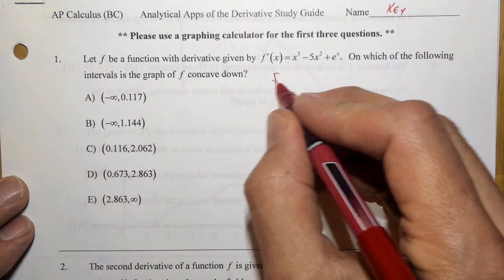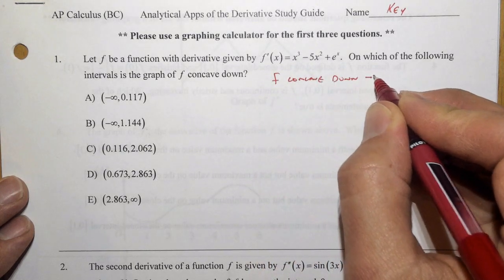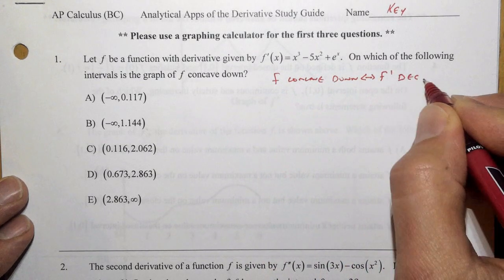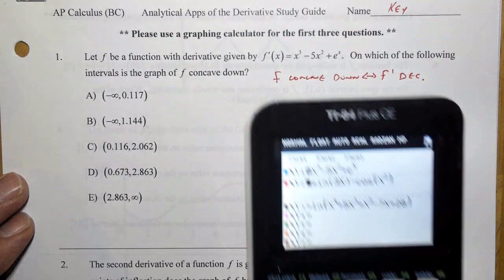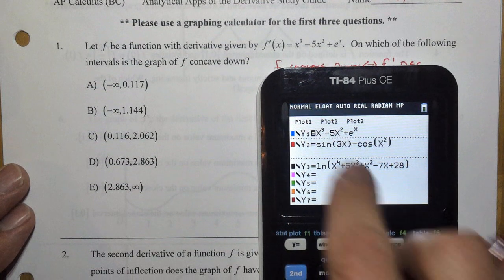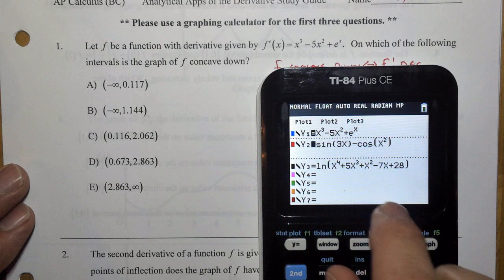All right, so we know that f is concave down when f prime is decreasing. So we're looking to see when f prime is decreasing. So I bring in the calculator. I've thrown all 3 equations on this page into the equation editor, but I've only activated the first one. The other 2 are not. So we're going to look at the graph of this function.